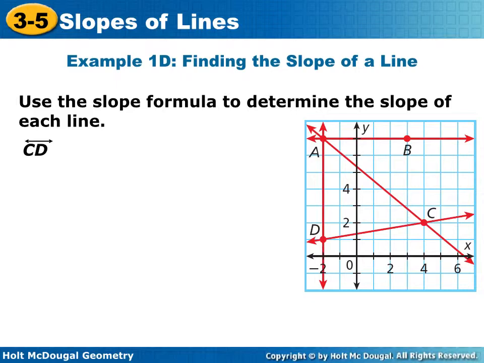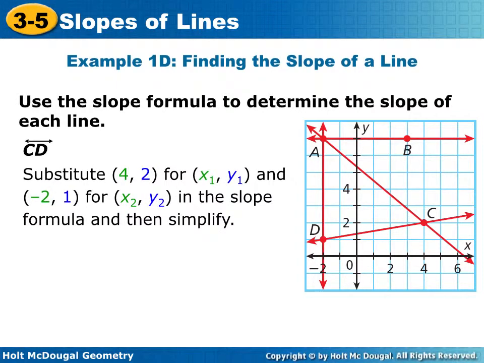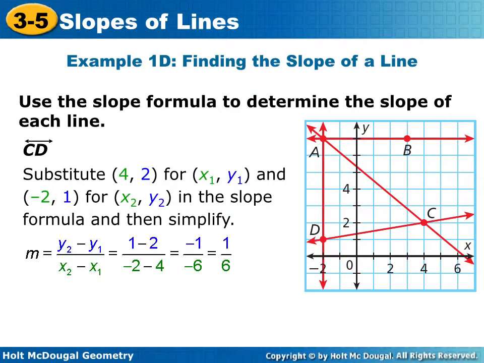Okay, let's see what the slope of the line is. Substitute in 4 comma 2, that's where C is located, and negative 2 comma 1, that's where D is located. Plug this into the formula. We're going to get negative 1 over negative 6, and a negative divided by a negative is a positive. So we get a positive 1/6. Again, go ahead and put your finger on point D on the screen. You can now rise up 1 and then run to the right 6 times, and that's the slope.